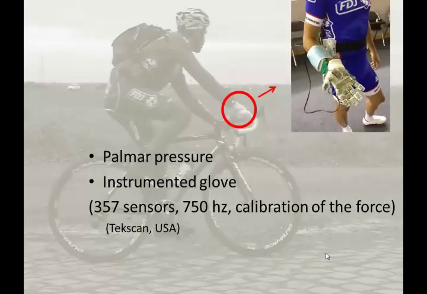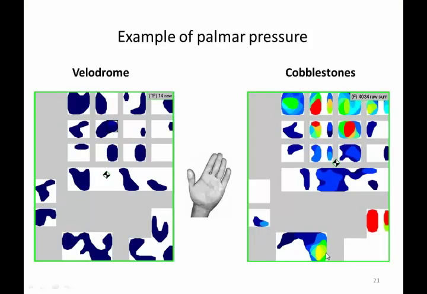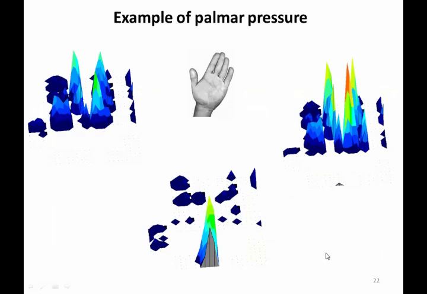In these experimentations, we have instrumented the stem and the seat post of the bicycle. We have performed additional measurements using an instrumented glove. This glove allows the localization of palmar pressure during cycling. You can see a lower pressure during the velodrome condition and a higher level of pressure during the cobblestone conditions. You can see that on cobblestones, the highest level of pressure is localized on the fingers.